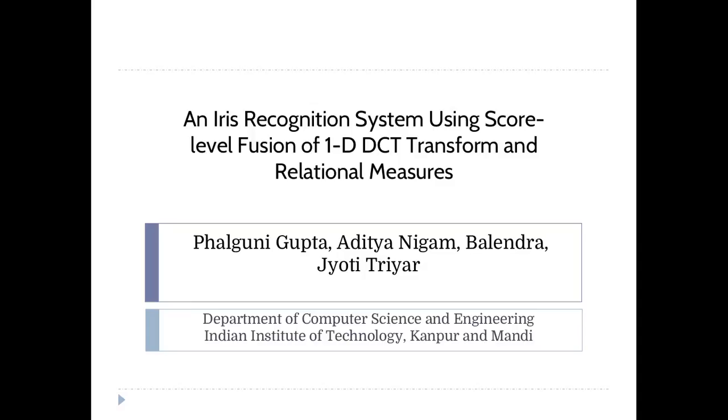Today we are presenting our work on iris based recognition system. In this work we have used two feature extraction techniques. First one, the DCT based transformation, and the second one, the relational measures. Along with me the co-authors are Dr. Falguni Gupta, Balendra and Jyoti Triya.